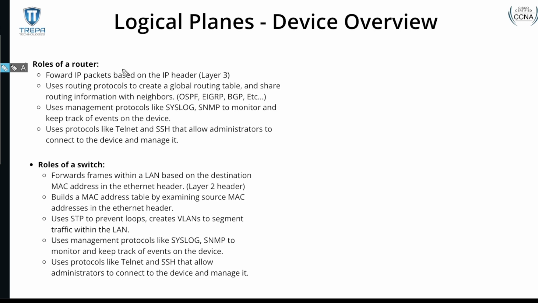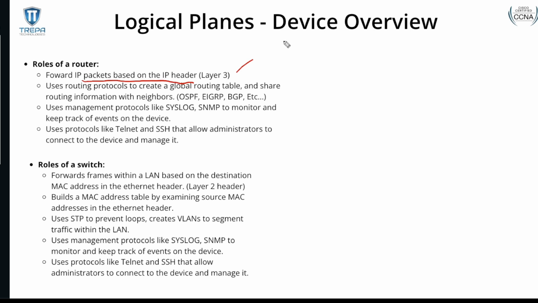A router, at its base, why we purchase routers in the first place, is because they're going to forward IP packets based off the IP header. They're layer 3 devices. Their whole role, if you want to break it down Barney style, is to forward IP packets and get them to their destination. We're not making sure that they're not fragmented. That's part of the transport layer. We're just forwarding off to the destination.